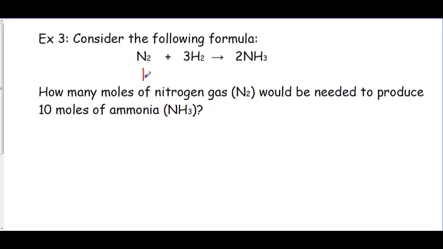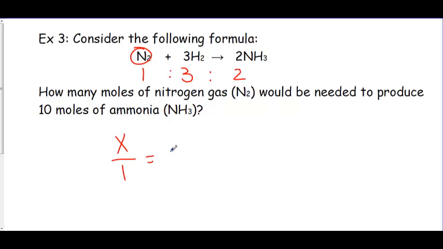So we have 1 mole of nitrogen, 3 moles of hydrogen, and 2 moles of NH3. So those are proportions, all right? What we're solving for is this part, the N2, right? We need to know how many moles. So that's going to be our X. So X over 1 will tell us our proportion for moles of nitrogen gas is going to be equal to how many moles are going to be produced using 10 moles of ammonia.